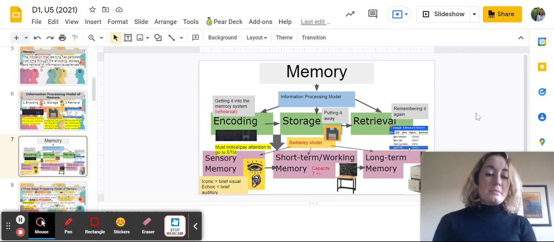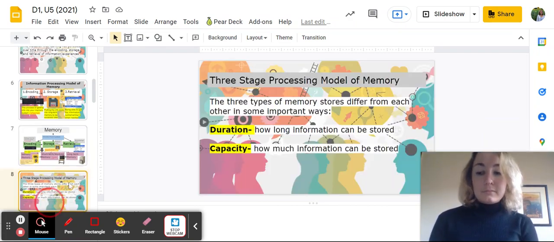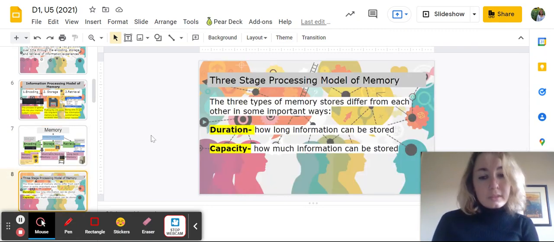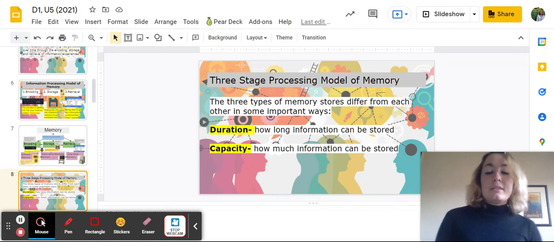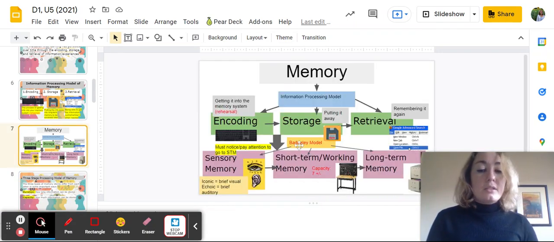And then we move on to long-term memory, which is the process of actually storing it in that filing cabinet on your hard drive forever. And we know that the store here we're going to talk about is unlimited. So that's just your brief overview of the multi-store model of memory.